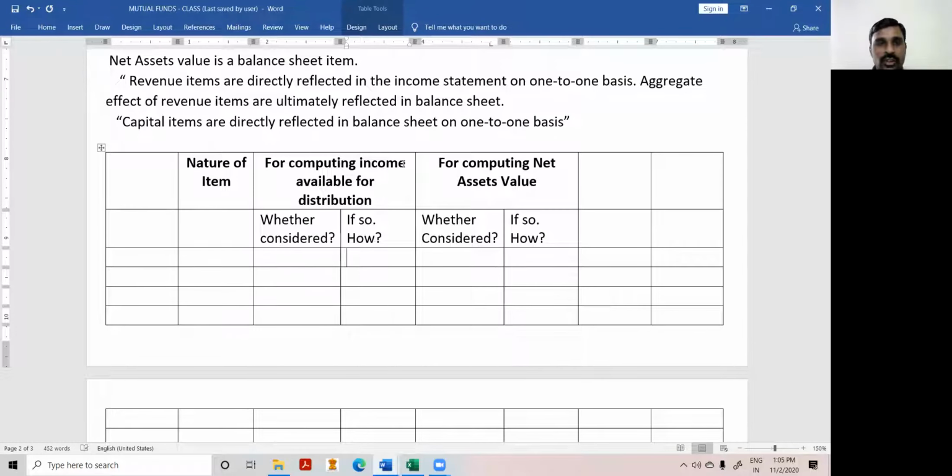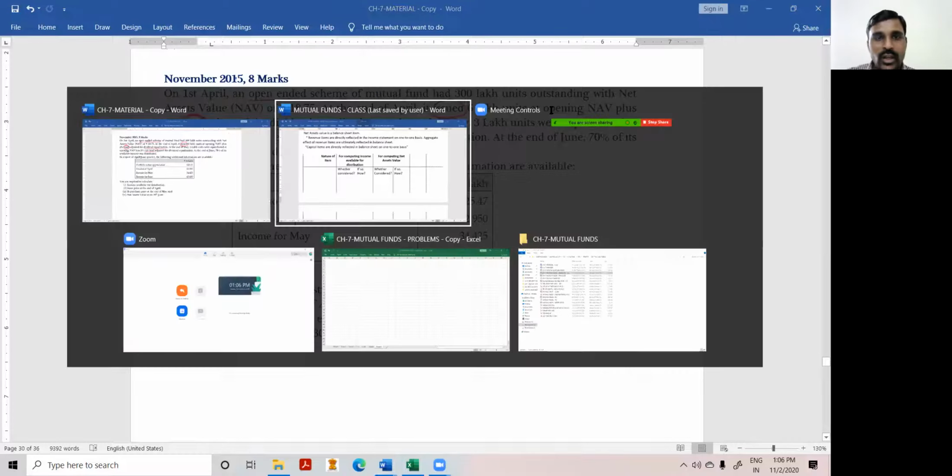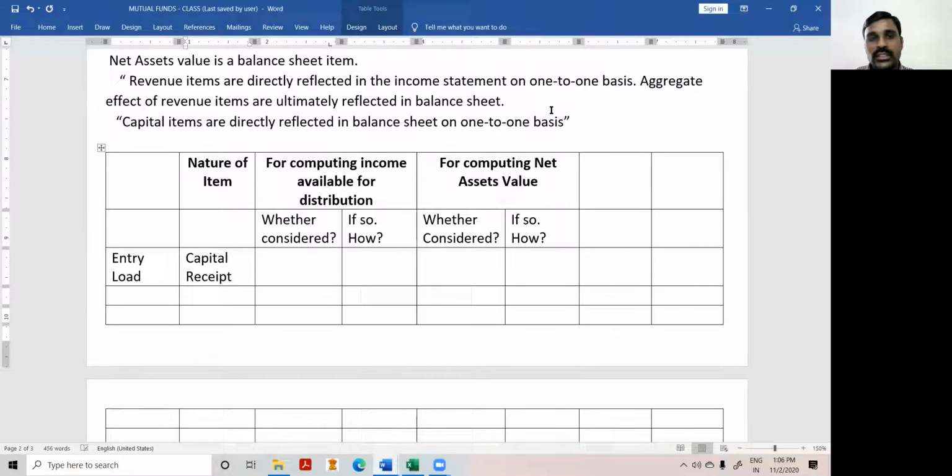Now look at this. What is the first receipt? Whatever they have given, the first item is entry load, the load at the time of issue. Look at this point: load at the time of issue is called entry load. So entry load is a capital item. Entry load is a capital receipt.